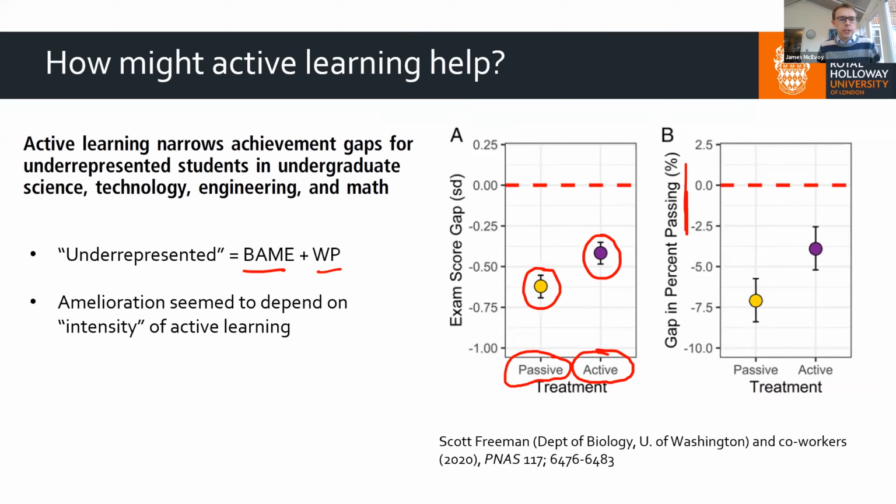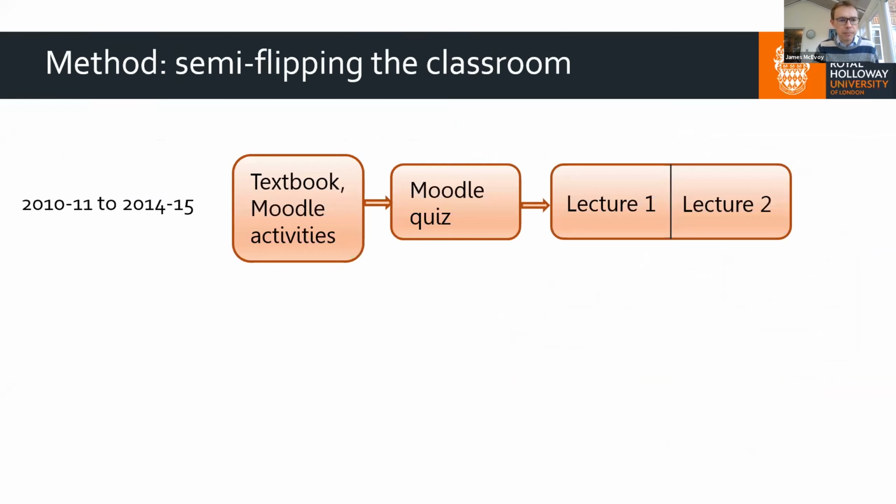And as they looked through those different studies from around the world, they found that the narrowing of that attainment gap seemed to depend on the intensity of the active learning. So it wasn't the same in all cases, certainly not. And it seemed to depend very much on how much you were getting the students to think and to collaborate and to work together in their classes. The more you did so, the smaller the attainment gap seemed to get.